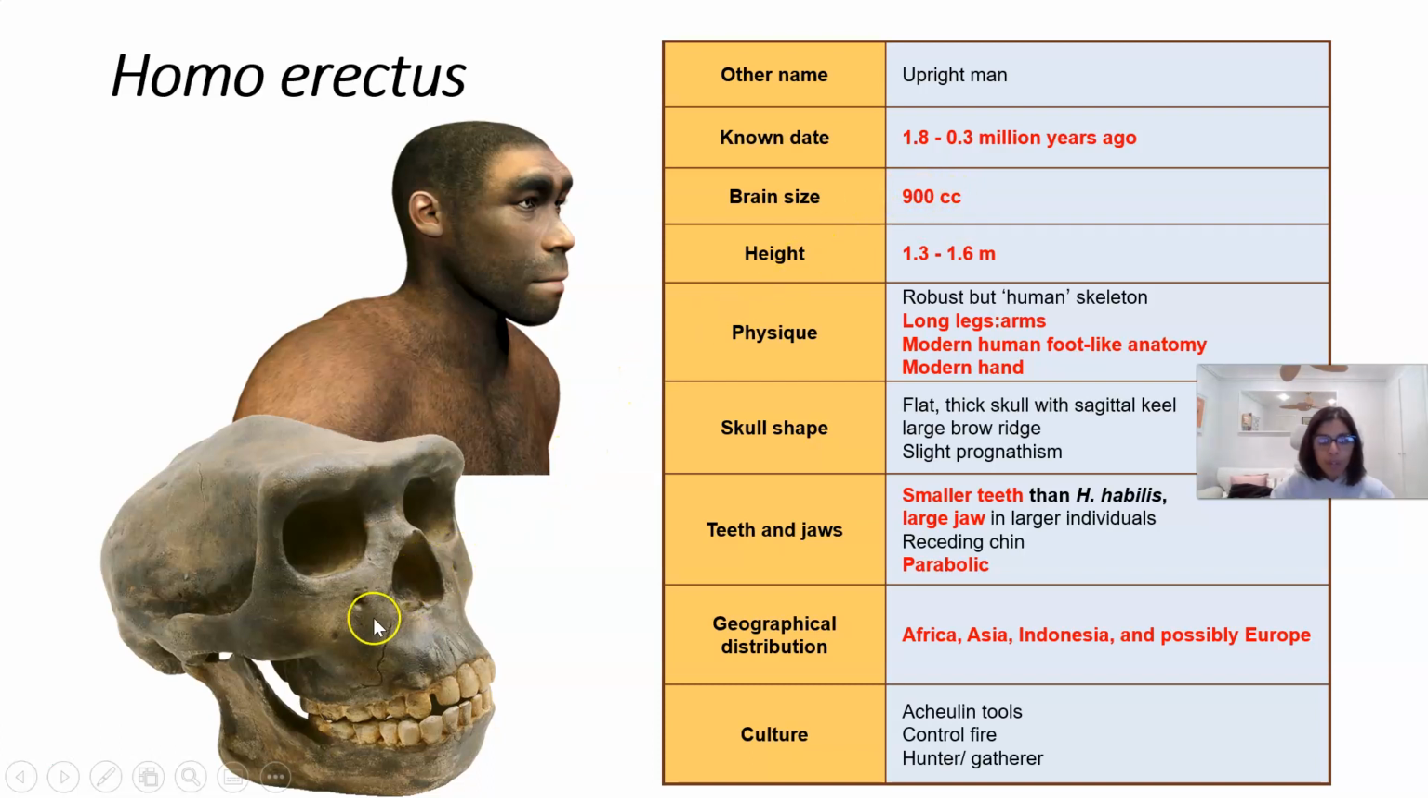The tool culture that we associate with Homo erectus is Acheulean. Now, we'll talk about tools in a later video, but just drawing that to your attention, Homo erectus was able to control fire, manipulate it to its needs, and used simple stone tools that were categorized as Acheulean.